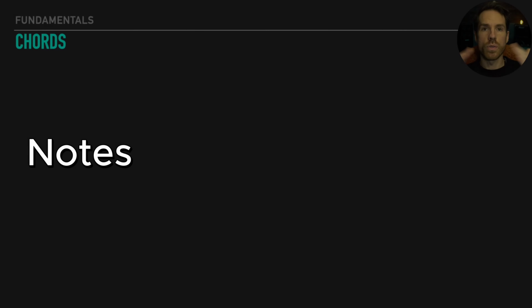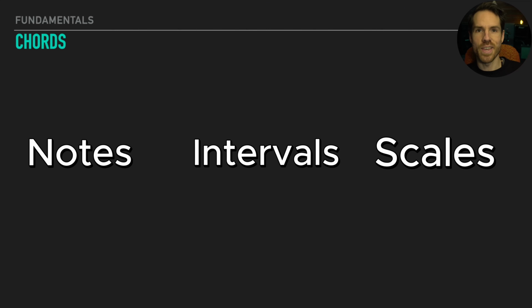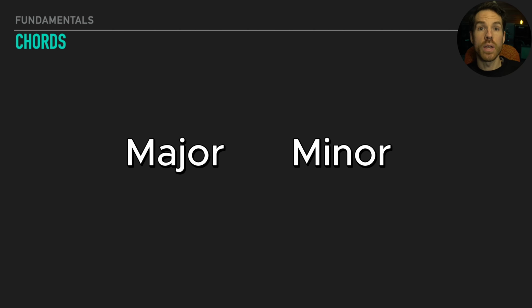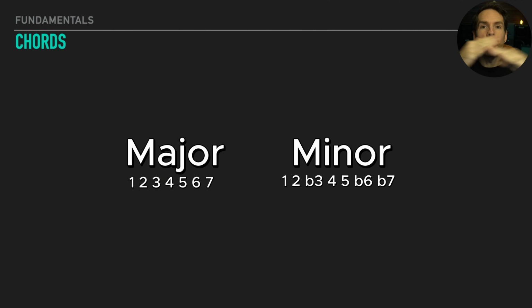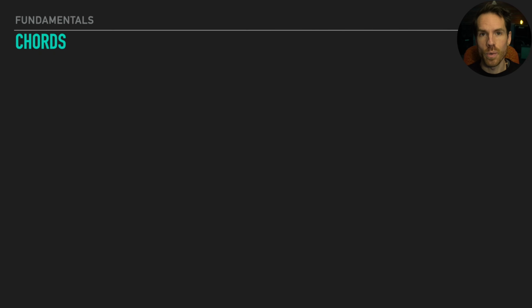12 notes. Notes make intervals. Intervals make scales. There are two types, major and minor. They each have a formula, and they each have a relationship to one another. They actually produce each other, as we saw with relativity. Let's learn about chords now.